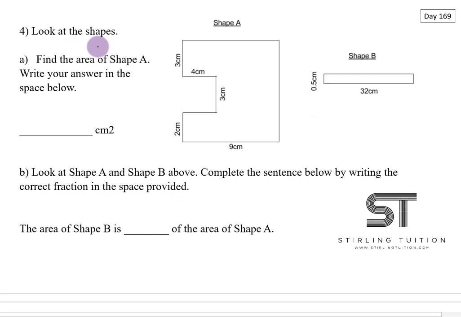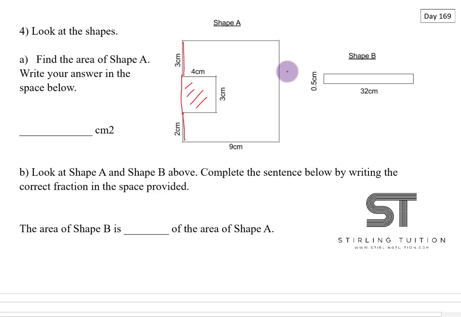Number 4, look at the shapes. Okay, so we've got shape A, shape B. Find the area of shape A and write your answer in the space below. So shape A, because I've got this shape here where this peak and this peak are the same height, I'm actually just going to make it into a complete rectangle shape. And then I'm going to work out the area of it all, and then I'm going to work out the area of this part and subtract it.